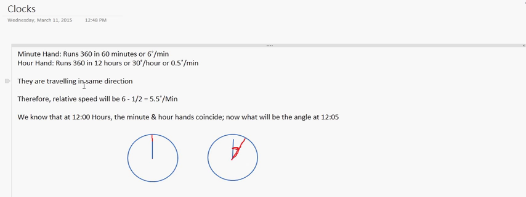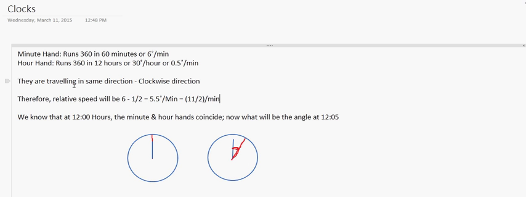Now they are traveling in the same direction, which we say is the clockwise direction, right? So we know that when two bodies are traveling in the same direction, relative speed is the subtraction of the two, right? So 6 degrees minus half a degree is equal to 5.5 degrees per minute, or we write it as 11 by 2 degrees, which is 5.5 degrees, right? So this is the basic concept, and all the questions would be based on this concept only, right?